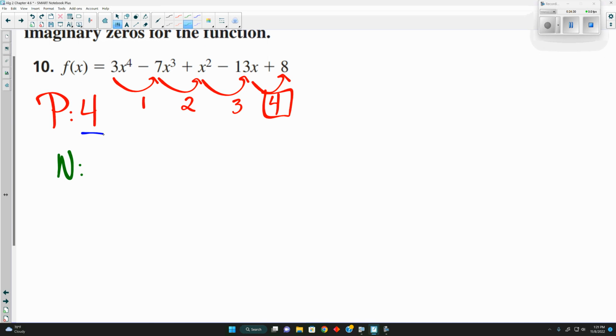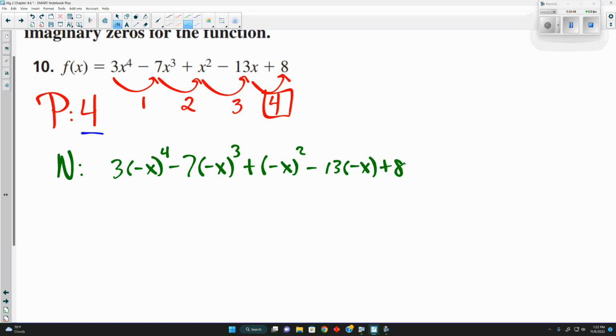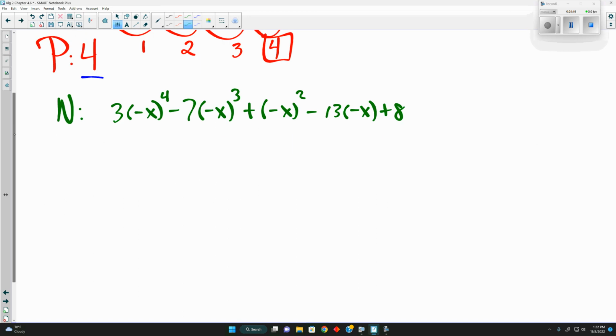So most likely this is going to be 0. Now if we plug the negatives in, so let's see here, 3 times negative x to the fourth minus 7 times negative x cubed plus negative x squared minus 13 times negative x plus 8. Let's see how many times, well, we'll simplify this and see the number of sign changes, but we're expecting what? 0. Now the first one's an even power, so the sign's going to stay the same. So this is going to be 3x to the fourth.